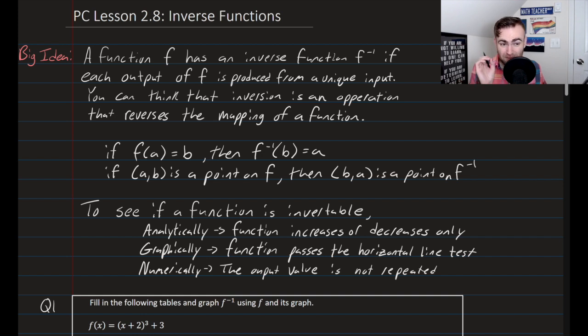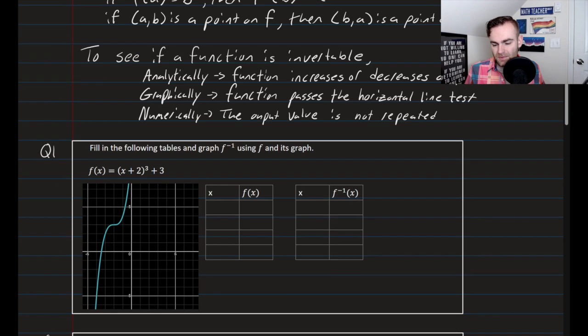The analytical approach is going to be pretty hard unless you have a firm understanding. For the easier functions, it's a little bit easier to understand. When you get to far more complex functions, then you have to think a little bit more. So let's do some problems with this.